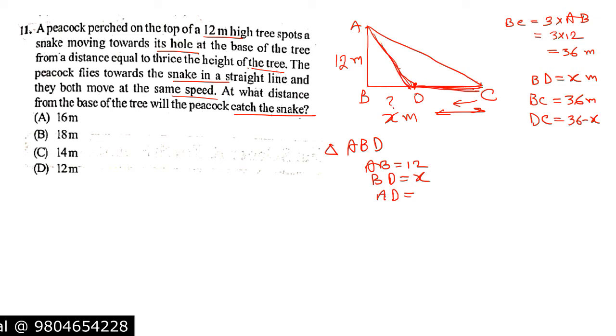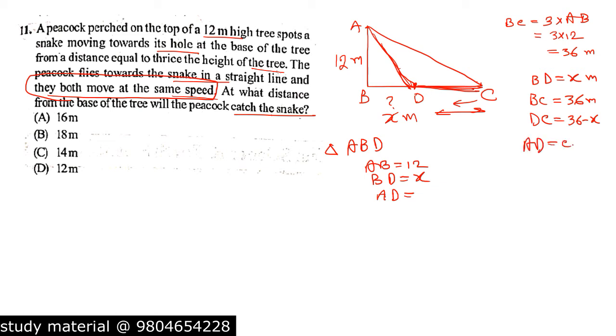Why? Because it states, read this question, the peacock flies towards the snake in a straight line and they both move at the same speed. So the time taken to reach D is the same, they are moving at the same speed. So the distance CD and the distance AD are equal, isn't it? AD equals CD. Got it? This is very important, that AD equals CD. Without knowing that you cannot even solve this question.